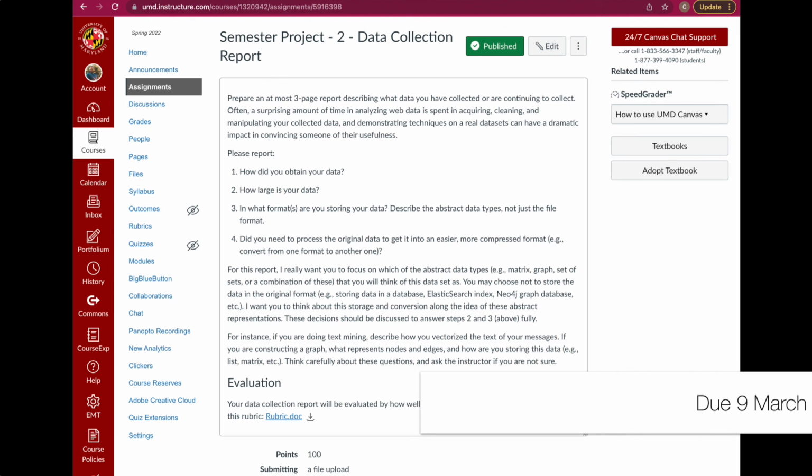But you at least need to have answers to these questions. How did you get your data? How big is it? How are you dealing with it? Are you storing it in a database, flat files? Are you talking about graph structures, data frames, something along those lines? And then what kind of cleaning or manipulation did you have to do to get it into a format that you care about? So that's due on March 9th.